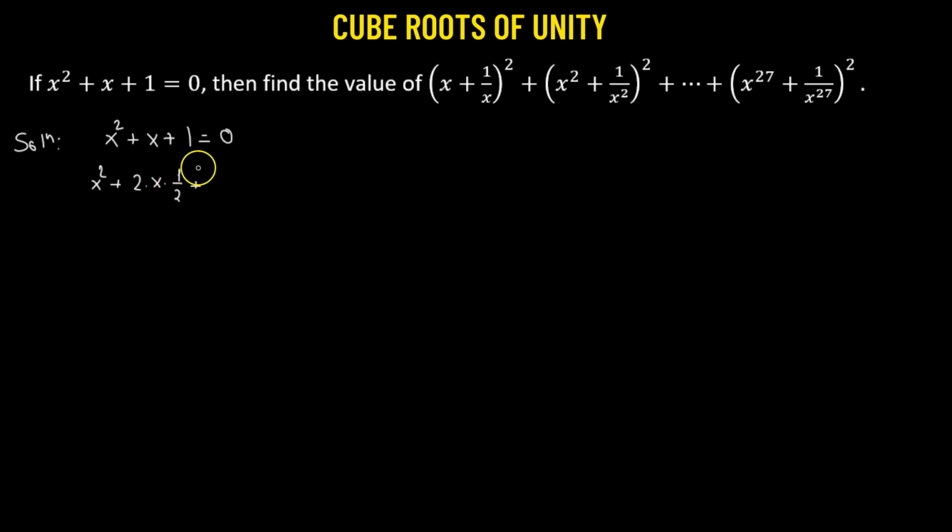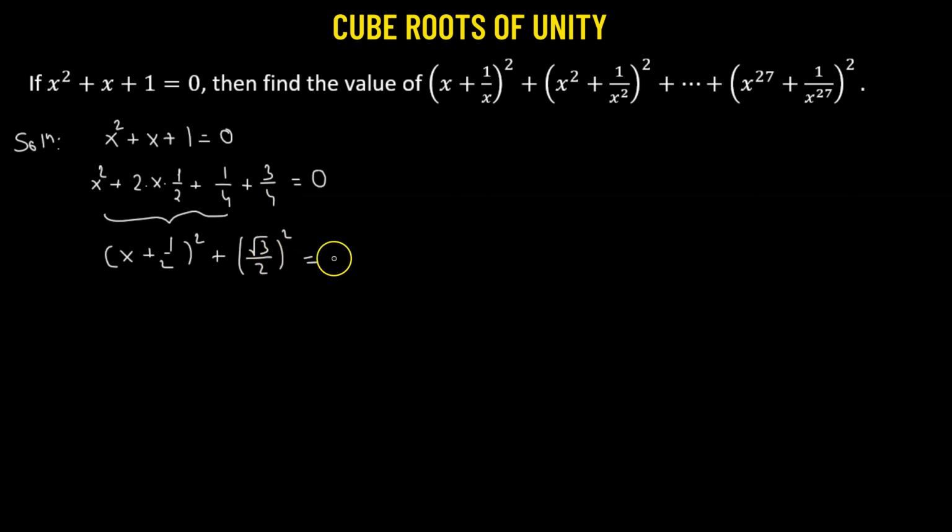and we can split 1 as 1/4 plus 3/4. That equals 0. This is done so that we can write the first three terms and condense them into the expression (x plus 1/2) whole squared plus 3/4. So that's simply (square root of 3/2) whole squared equals 0. We will use the fact that iota squared equals -1. So that means we have (x plus 1/2) whole squared minus (i times square root of 3/2) whole squared.